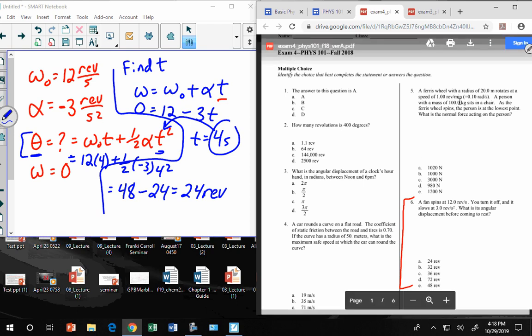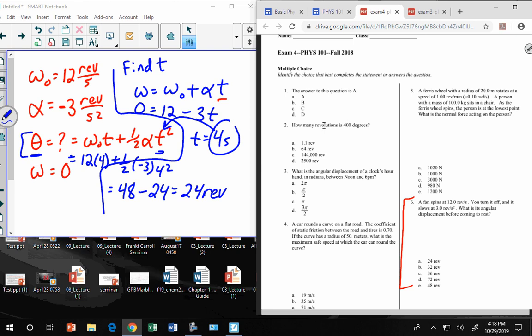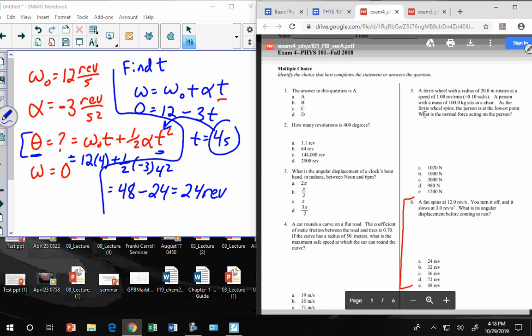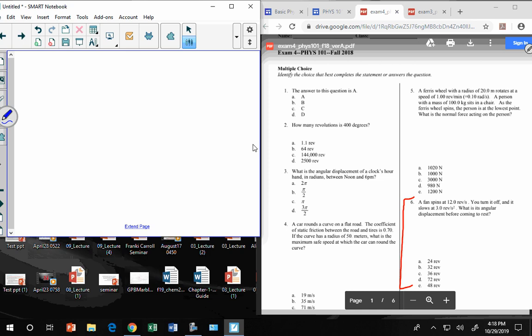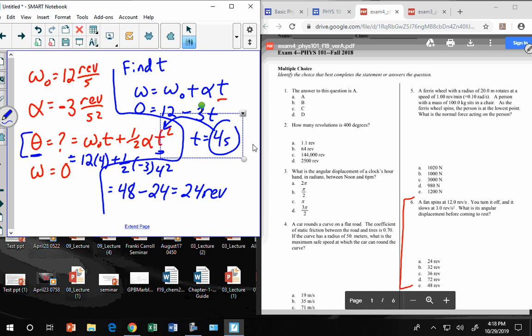I told you, hey, look at number 5. Remember I told you there'd be a question like number 5, so let's work number 5 here. This is the Ferris wheel, and I want to know the normal force acting on the object. First, any questions on this one? We cool on that one? You gonna get that one right tomorrow? Everybody? Are you gonna get it right?